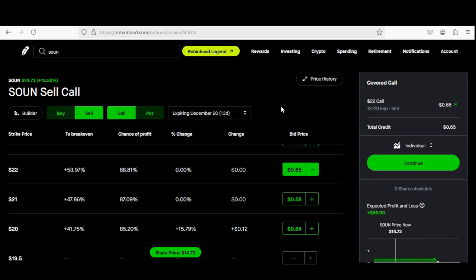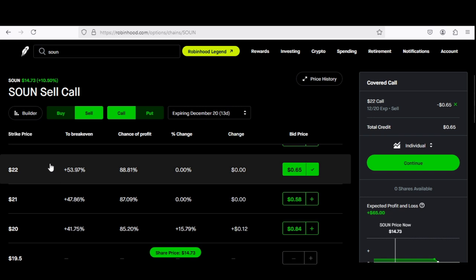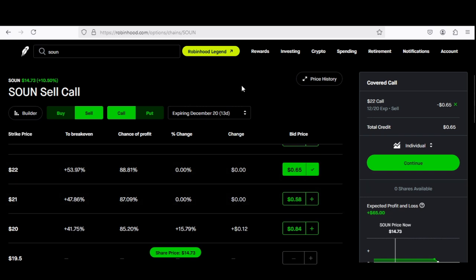Now, let's say it goes a different way and come once again, December 20th, and the share price does not hit $22, it's anything way below $22, then guess what? You're going to keep your Leaps option and you're going to rinse and repeat until you get a sign or until you decide to get rid of your Leaps option.